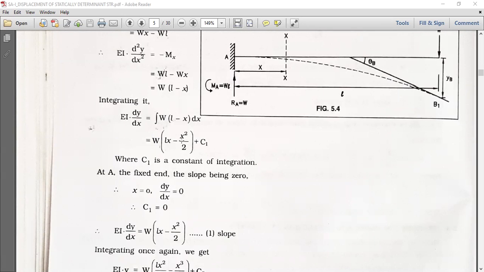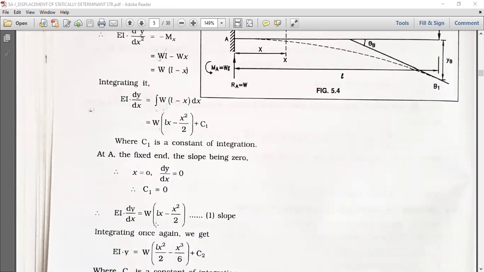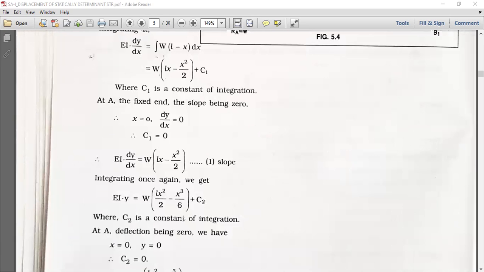Lx minus x square by 2 plus C1, where C1 is the integration constant. At A, the fixed end, the slope is 0. So x is equal to 0, dy by dx is equal to 0. So C1 is equal to 0. Now EI dy by dx is equal to W times Lx minus x square by 2. Equation 1 is the slope.